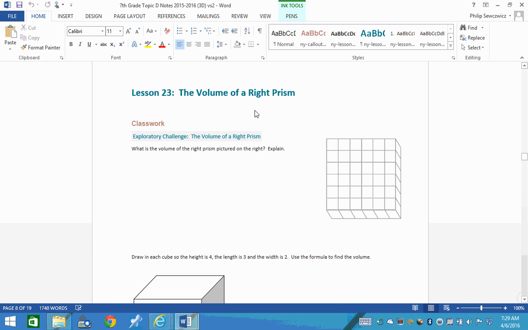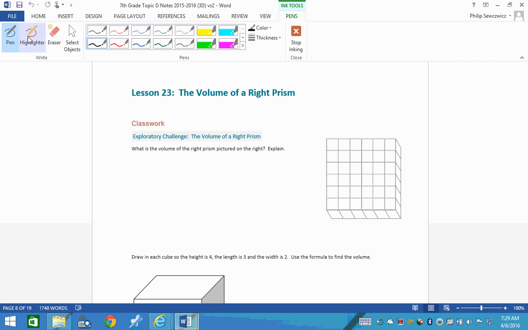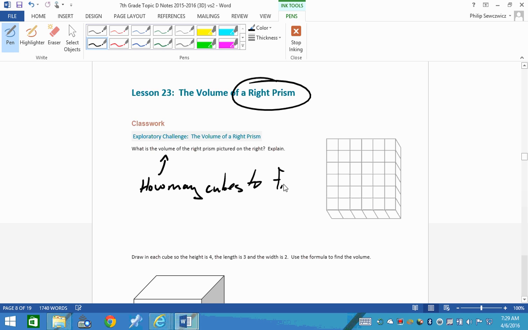Now, what we're focusing on here today is everything that deals with a right prism. A right prism. So that's what we want to look at. Our focus is going to be: what's the volume of the right prism on the right? Well, the whole idea here is volume is all about how many cubes to fill a shape. All right, that's the general idea of what volume is.